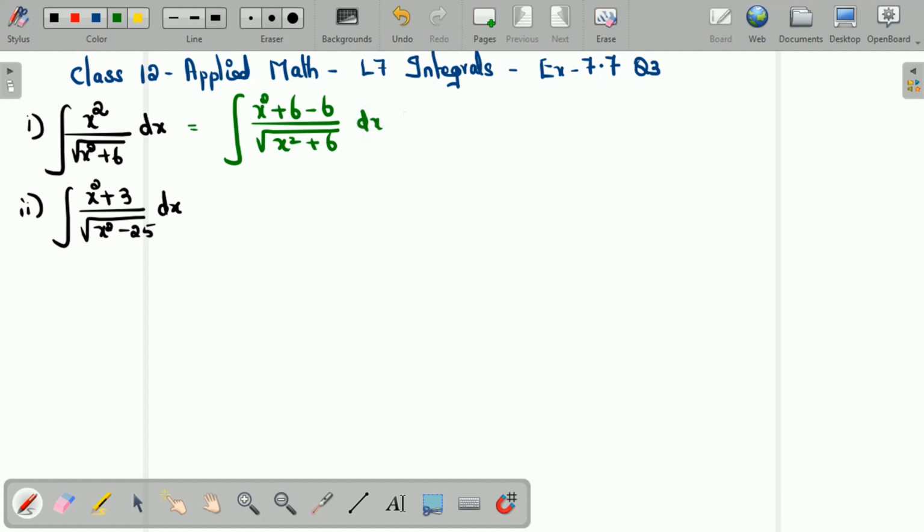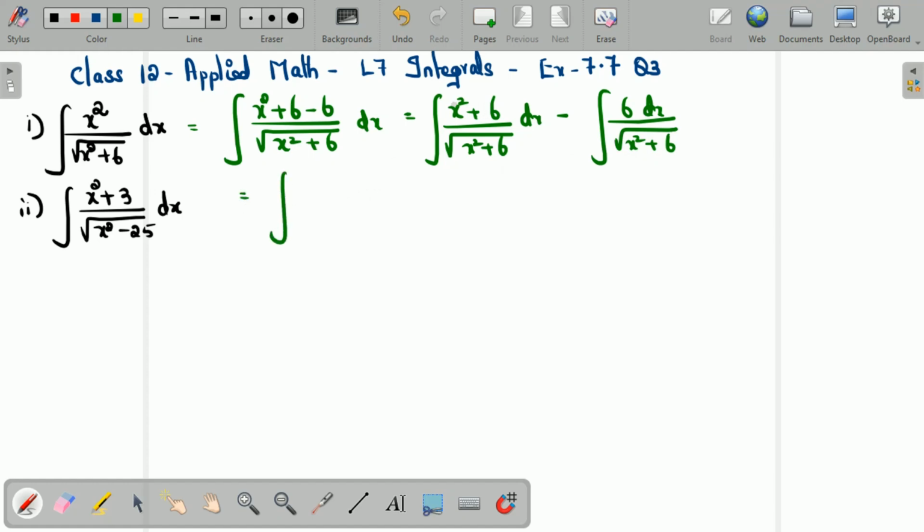Now I can break this integration into two parts. One will become integral of x squared plus 6 divided by root of x squared plus 6 dx. Then there is a minus integral of 6 dx divided by root of x squared plus 6. In the next step, I can take the 6 outside. So this will become integral of, remember this is of the form x squared plus 6 divided by root of x squared plus 6, so after division it will become simply root of x squared plus 6 dx, minus 6 into integral dx divided by root of x squared plus 6.